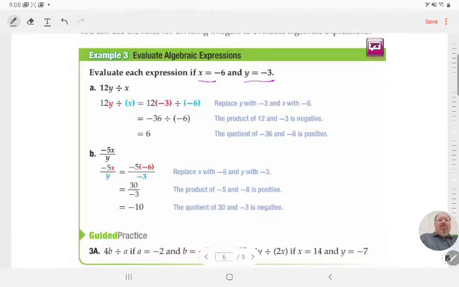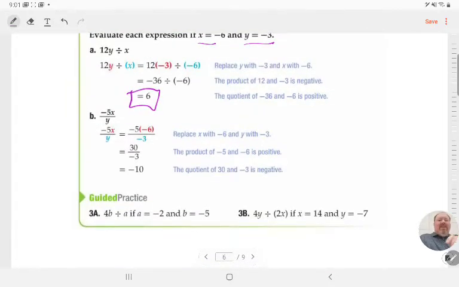So I have 12y divided by x, that would be 12 times negative 3 divided by negative 6. Now I have to use order of operations, so 12 times a negative 3 would be a negative 36, and then negative 36 divided by negative 6 would give me a positive 6.